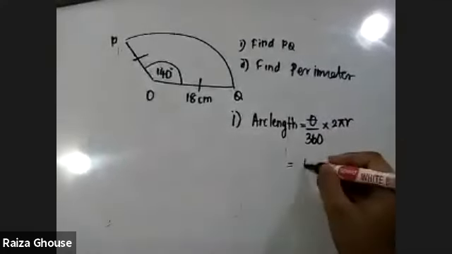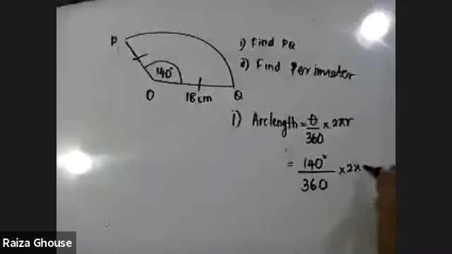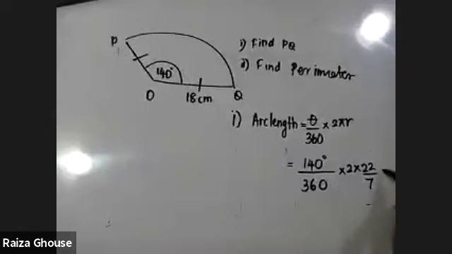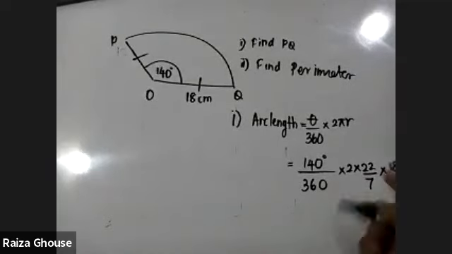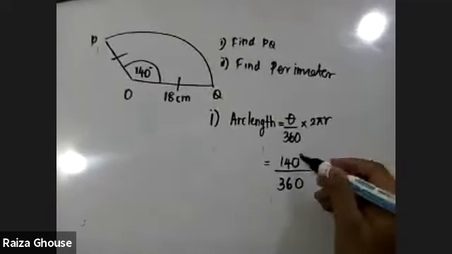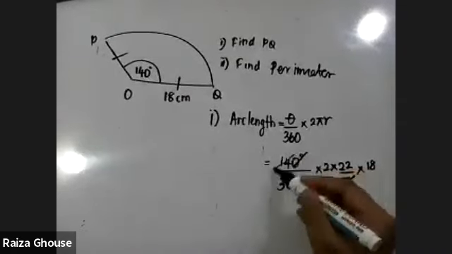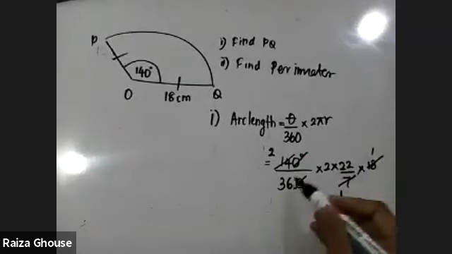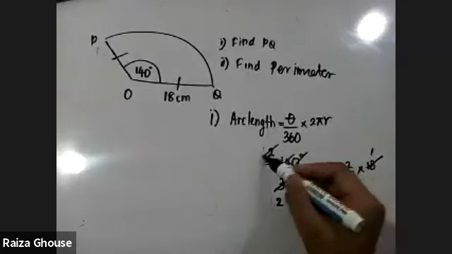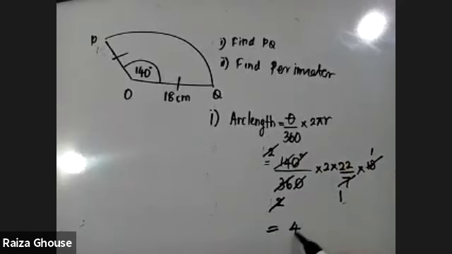Second step, what is theta? 140 degrees. In our list, we did not have that. Into 2 into 22 over 7, that is the pi. Radius given 18 centimeters. Now we'll simplify. Don't multiply. Zero, zero cancel. 7 times 1, 7 times 2 is 14. 36 and 18: 18 times 1, 18 times 2. 2, 2 cancel. Finally, who is remaining? 2 into 22. Final answer for arc length, 44 centimeters.